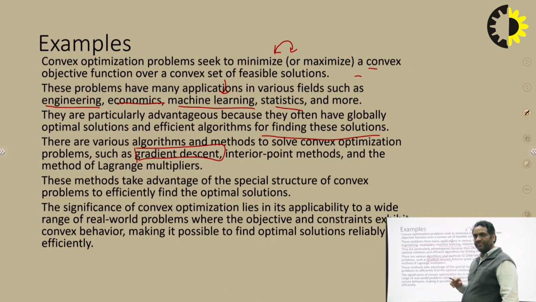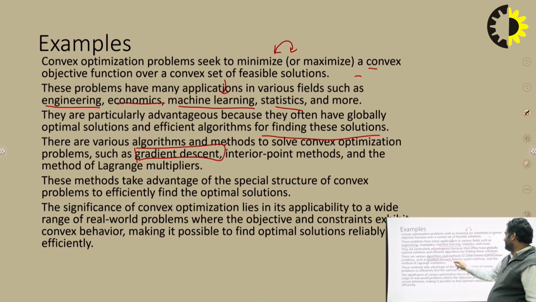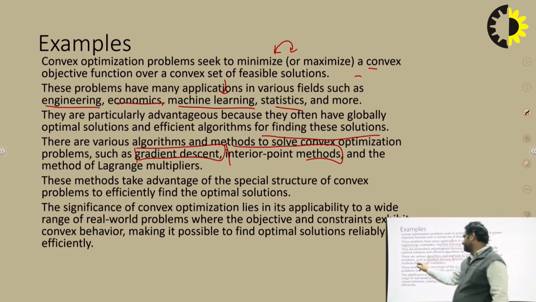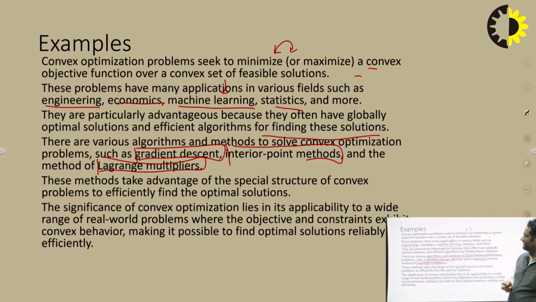We will cover this topic in unit 3. Then interior point methods and the method of Lagrange multiplier. These are very common examples in machine learning used in convex optimization. These methods take advantage of the spatial structure of convex problems to efficiently find the optimal solution.